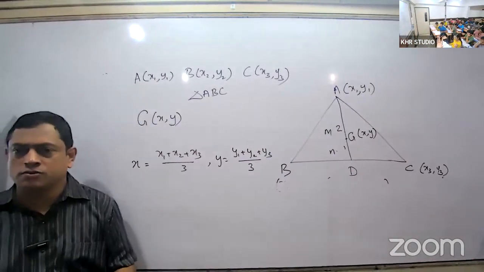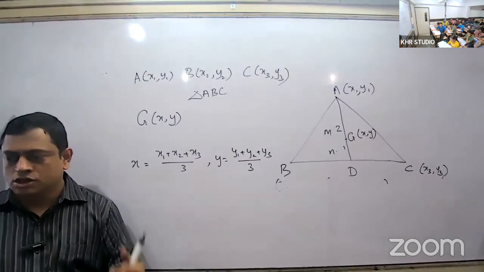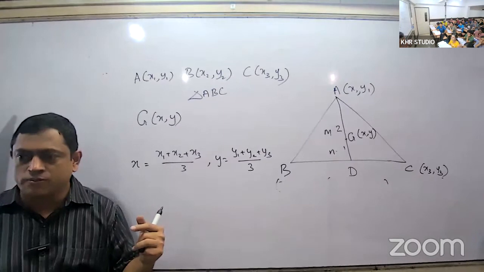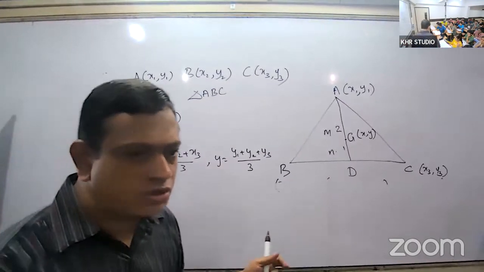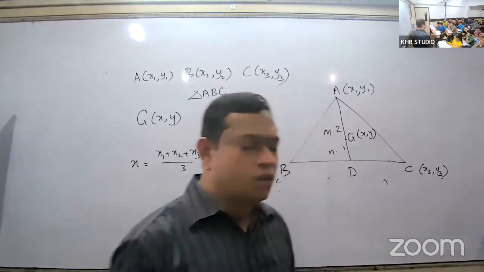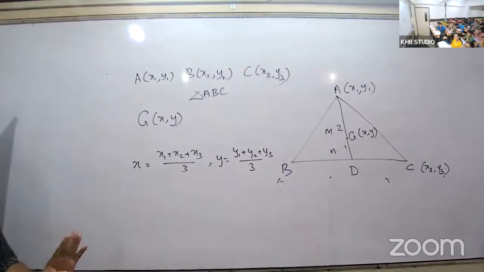Remember, midpoint formula means what? Add and divide by 2. Centroid formula means add all the 3 and divide by 3. That's all. And section formula is (mx2 plus nx1) divided by (m plus n). Hope all of you followed. Yes. Okay, now this is the formula. Basically, this is the only formula in this chapter. Nothing else in this chapter.